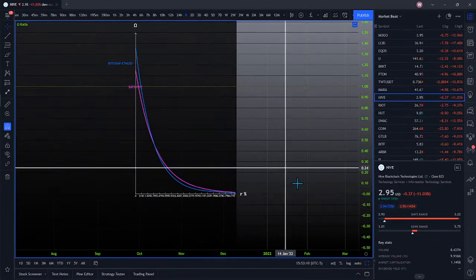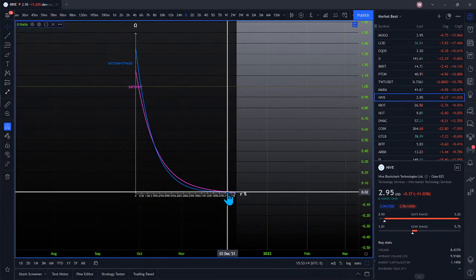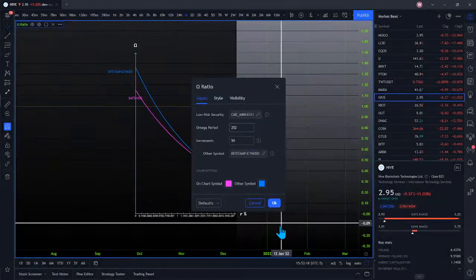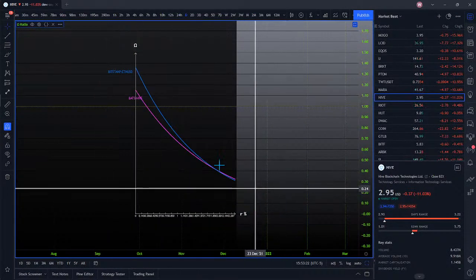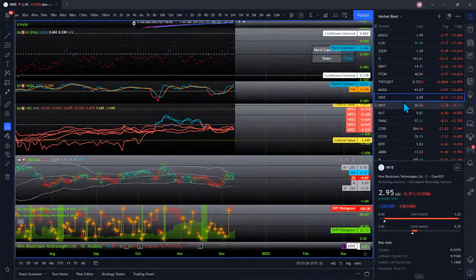And this is on a daily right here. So Hive has a better omega ratio than ETH. I mean, we could actually put this on the ES right here. And then you're comparing ETH and Hive, and they have roughly the same omega ratio. But yeah, so anything else that we're looking at?